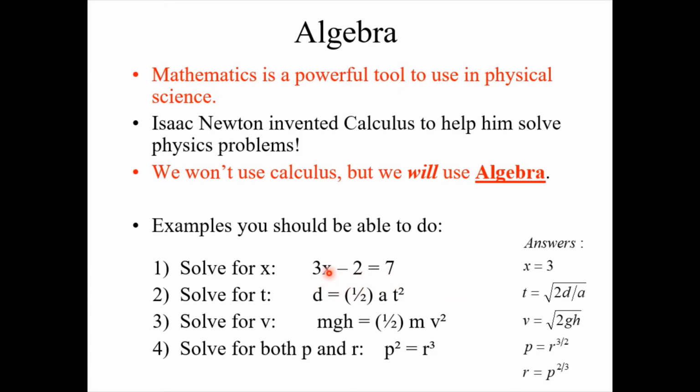this, right? You have to get the x all by itself, so you can add 2 to both sides, to get 3x equal 9. You can divide by 3 to get the answer x equal 3. So make sure you remember how to do this.